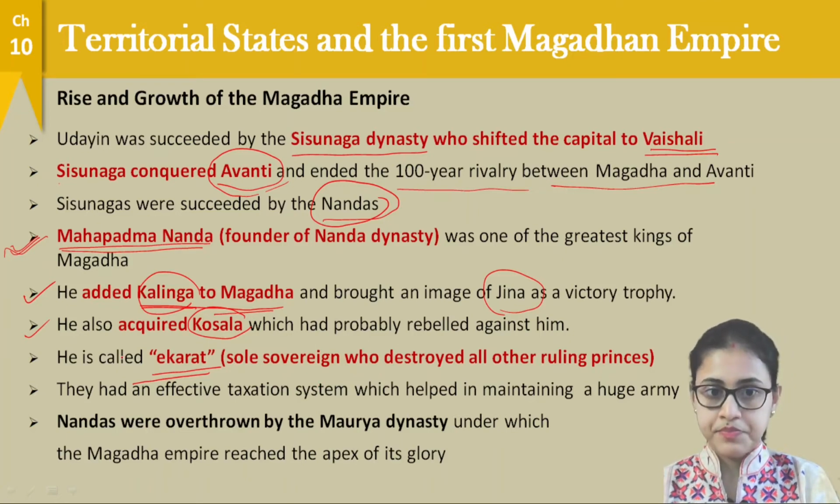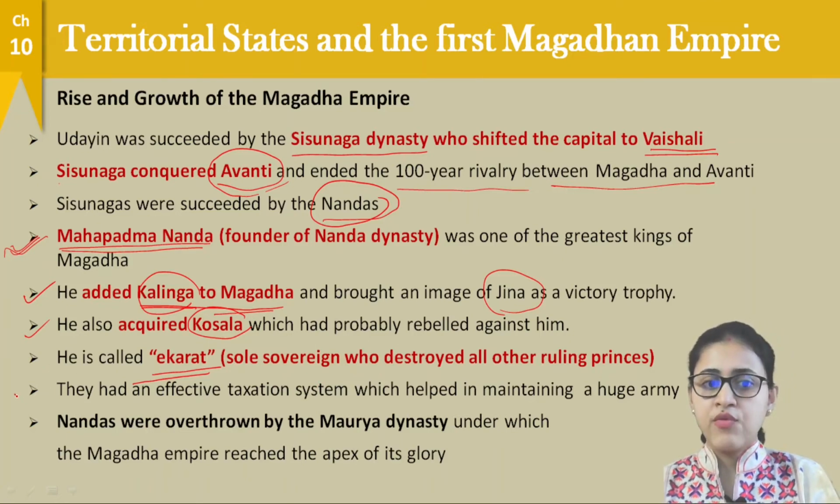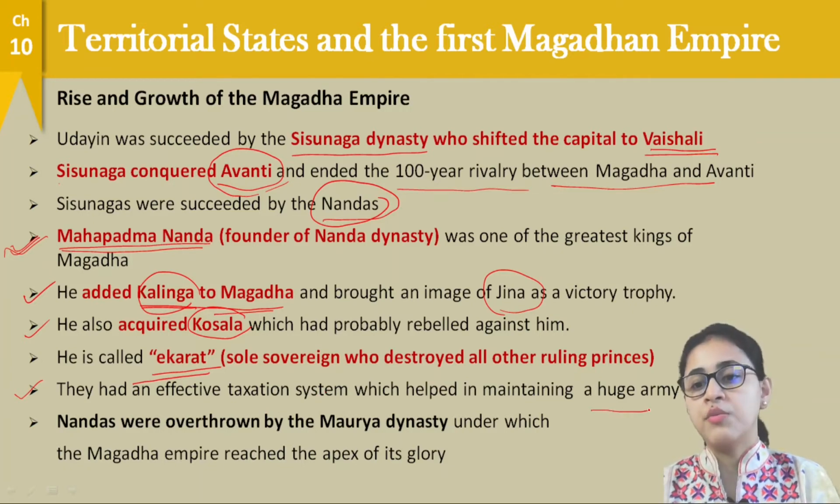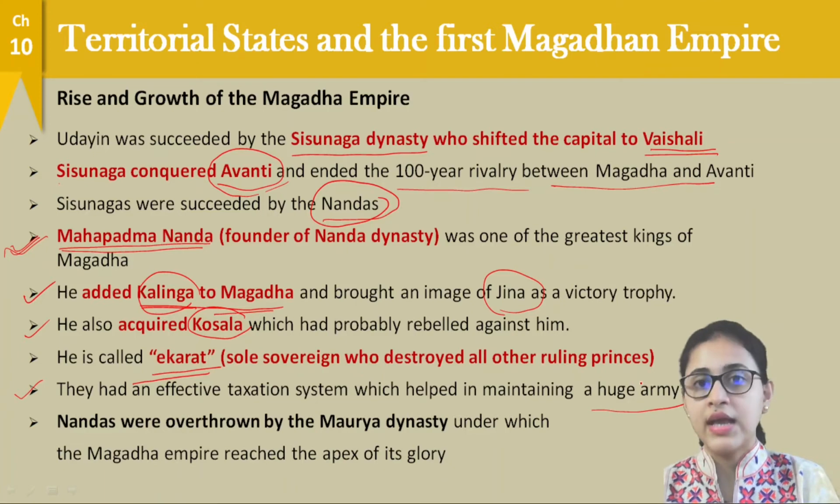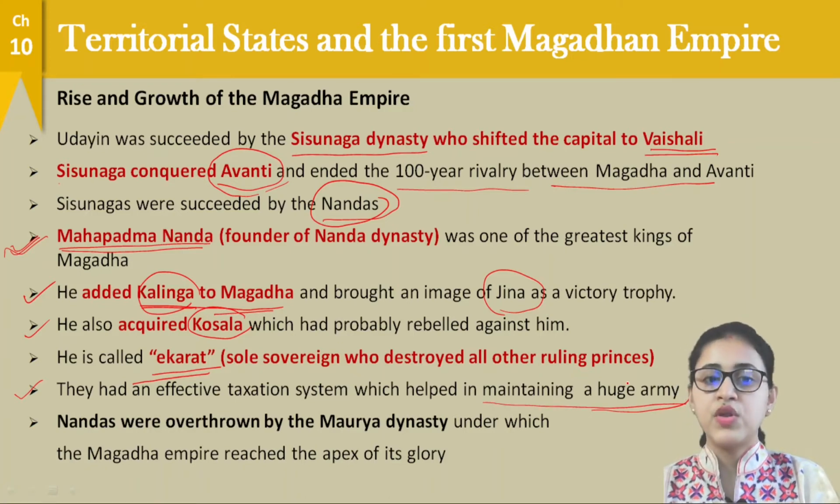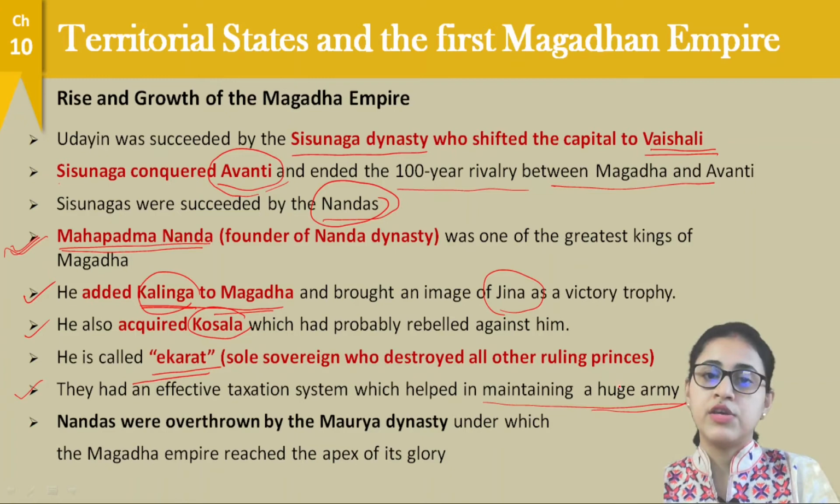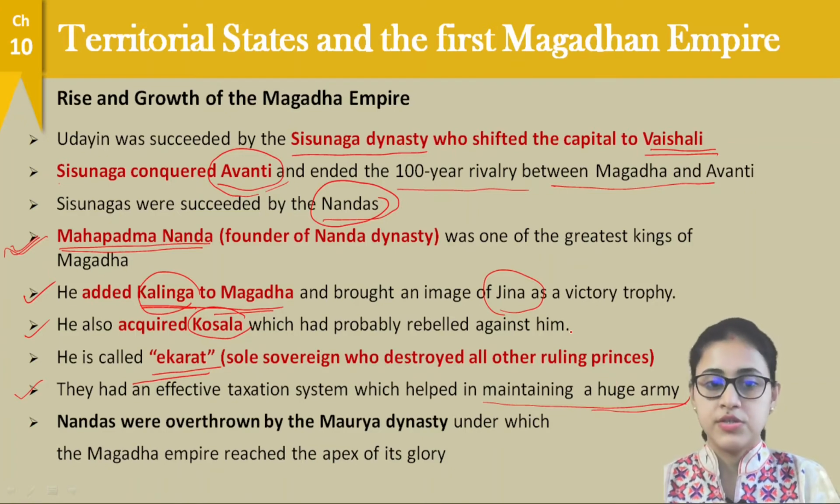All right. Now the Nandas were very rich, and they also had a very effective taxation system, which helped them in maintaining a huge army: infantry, cavalry, and elephants. Because of this they were successful in different invasions or expansions.